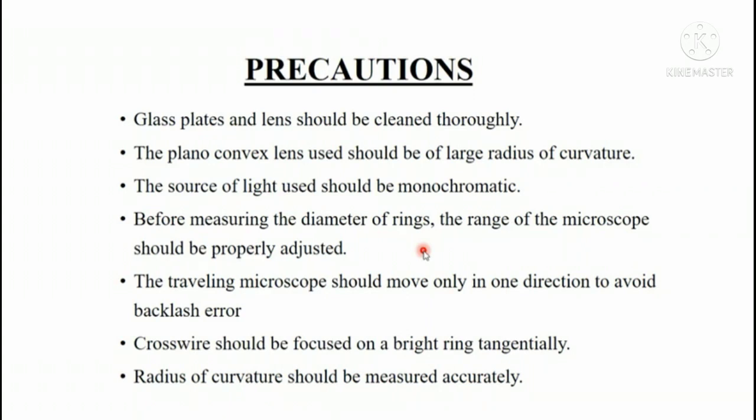The traveling microscope should move only in one direction to avoid backlash error. The crosswire should be focused on a bright ring tangentially. The radius of curvature should be measured accurately. So we must follow these precautions to avoid any error. That's all about the experiment.